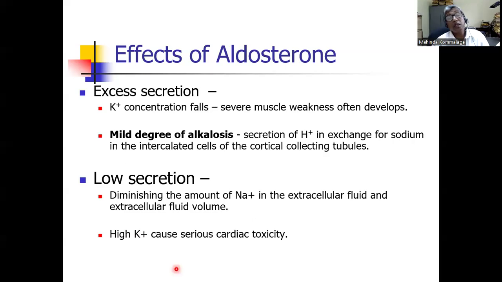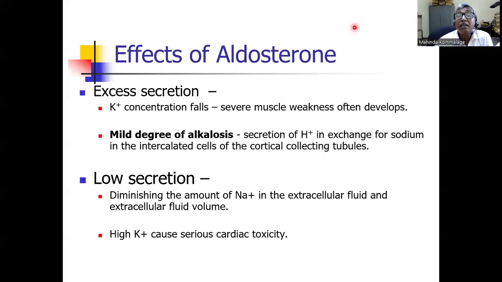So if there's excess aldosterone secretion, of course, sodium will be retained or absorbed, but potassium will move out and potassium concentration will reduce, right? Sodium level will increase and water will be retained, but sodium concentration will not increase. But we can see a reduction of potassium concentration because of the removal of potassium, right? And so a mild degree of alkalosis will also occur, because again you will learn in renal physiology.